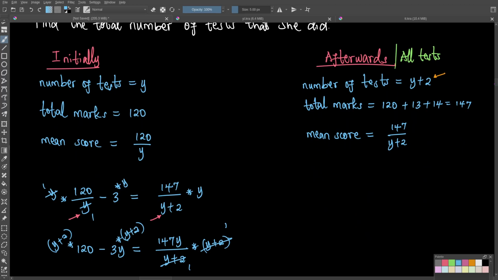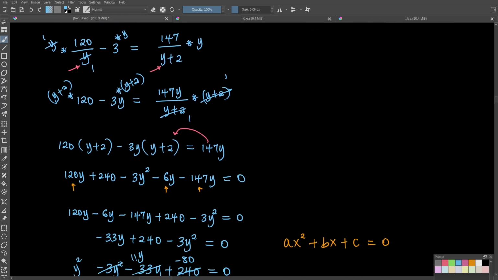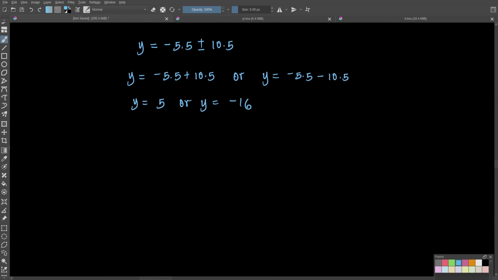Okay, let's scroll upwards a bit back to the question. What was our y? Our y was the number of tests, right? The number of tests cannot be negative. So we write, number of tests cannot be negative. Therefore, the value of y is 5.